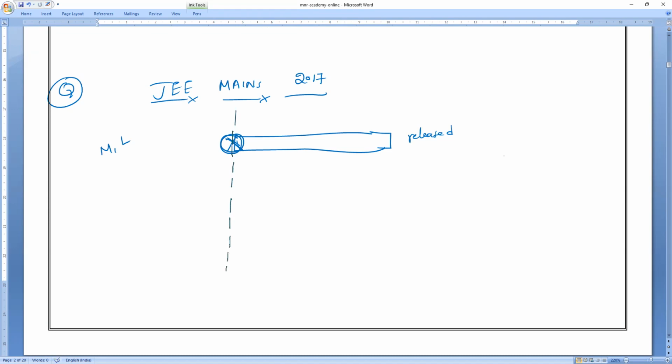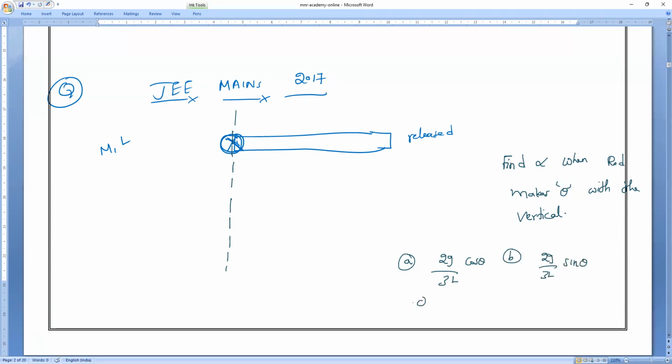So imagine, write the question, all of you. Find alpha, the angular acceleration, when the rod makes theta with the vertical. Options also I will give you. Option A: 2g divided by 3L cos theta. Option B: 2g divided by 3L sin theta. Option C: 3g divided by 2L cos theta. Option D: 3g divided by 2L sin theta.